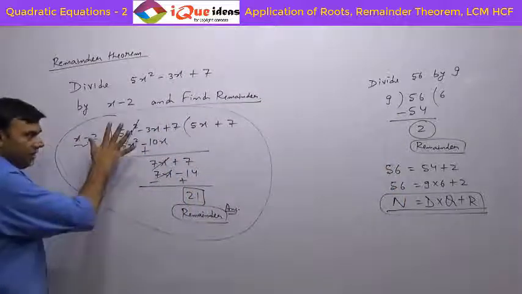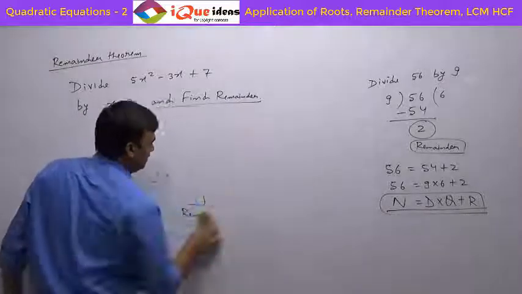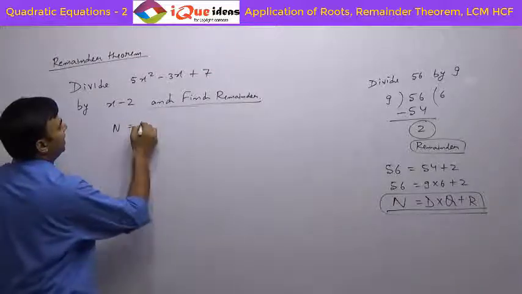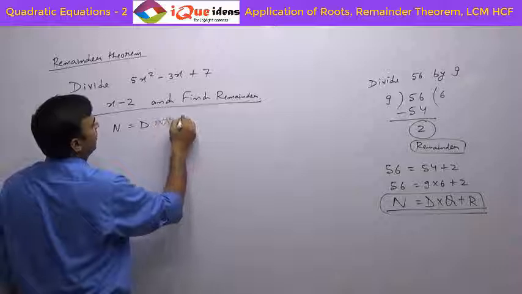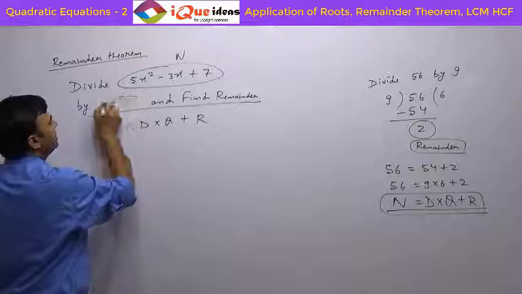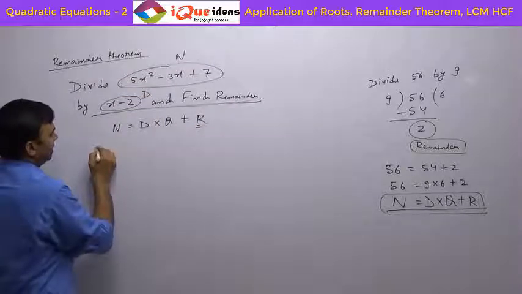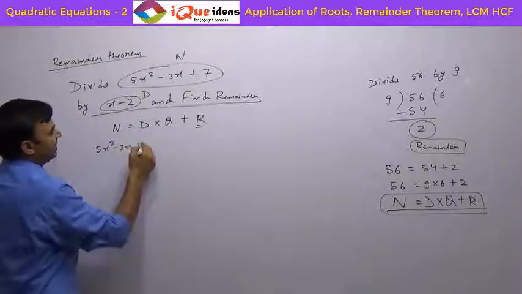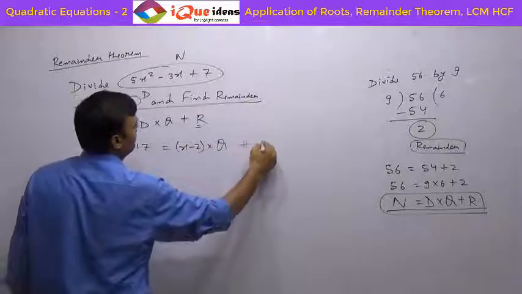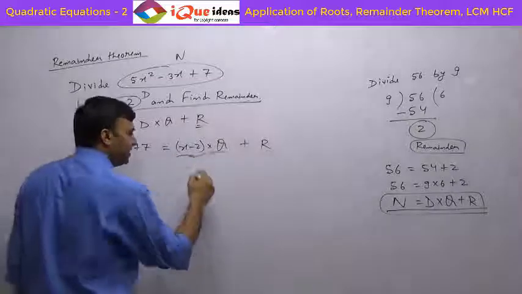Okay. So as I said, we don't need to follow this method because this is going to be really tedious. So I'll remove this. Then what should we do? Let's see. We are saying that whenever any number is divided by a divisor, there is some quotient and there is some remainder. Here, this thing is the number, this thing is the divisor, and r we have to find, that is the remainder. I'll write n here, that is 5x square minus 3x plus 7 is equal to, divisor is x minus 2 into some quotient plus remainder. Now we have to find r, right? That means we don't need this.